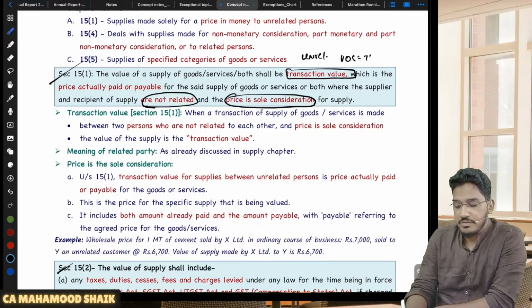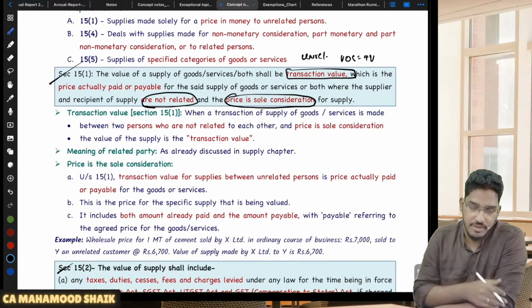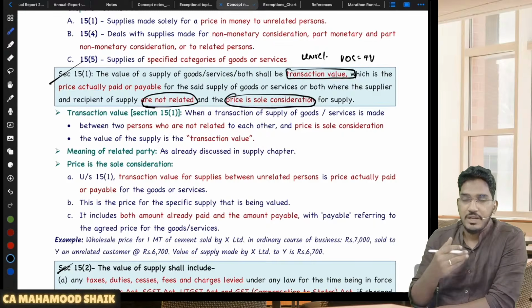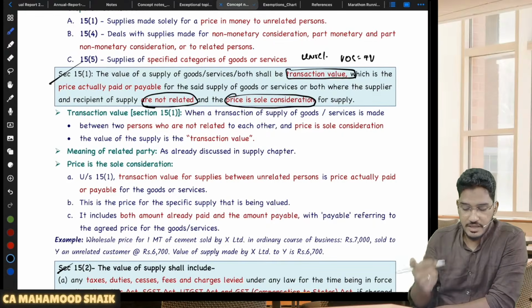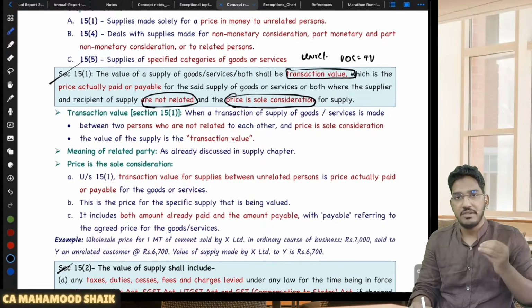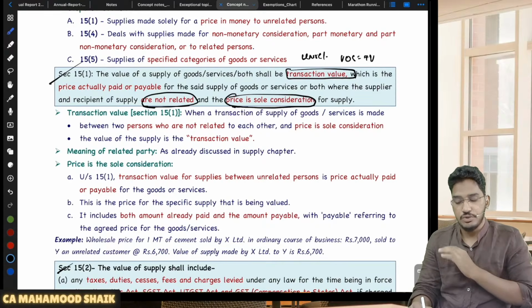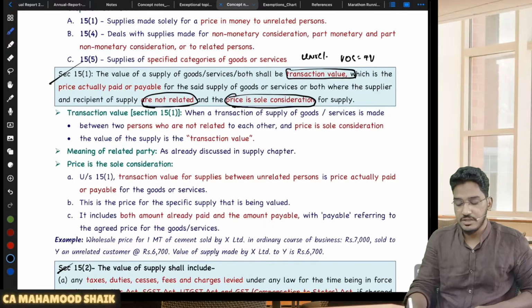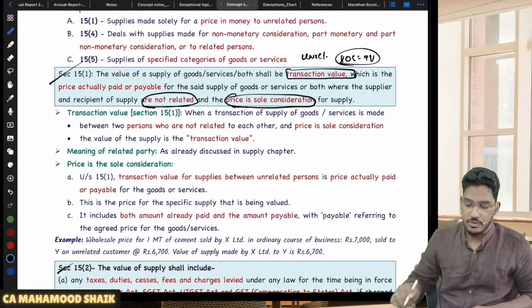Then the value of supply itself will be treated as what? Transaction value. Okay, but in order to use the transaction value, what are the 2 basic conditions? Supplier and recipient should be unrelated with each other, and price must be the sole consideration. There should not be related parties, and apart from price, apart from money, whatever you are receiving, there should be no other consideration. If these 2 conditions are fulfilled, you can start with the transaction value. Transaction value will be treated as value of supply.